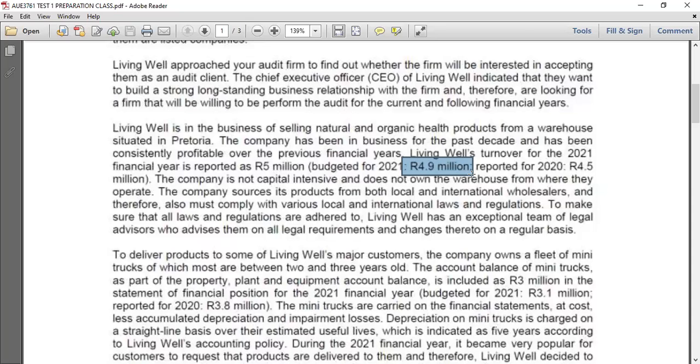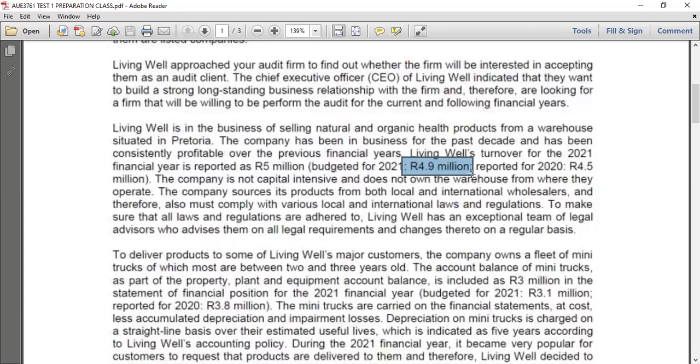But the budgeted figures can only be used if there were no major things that happened during the year that make the budget irrelevant. For example, if there was Corona and we only operated at 30% of normal capacity, then that budget becomes useless. We cannot use it.